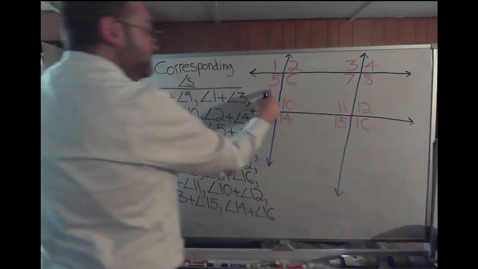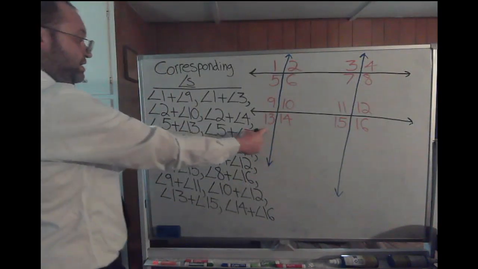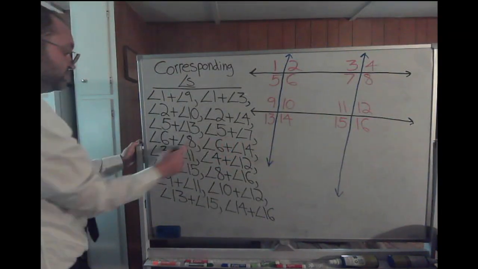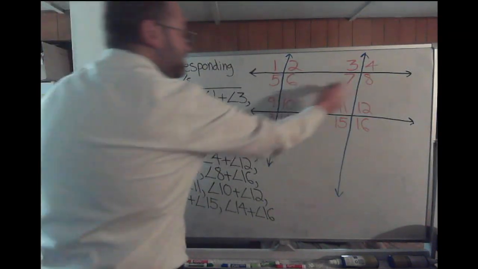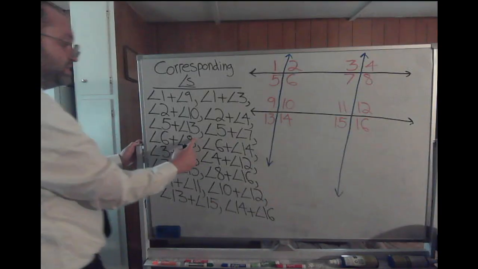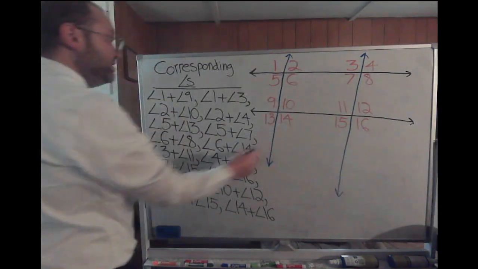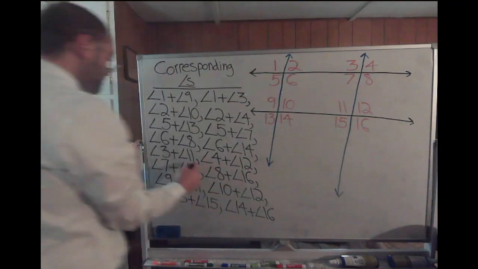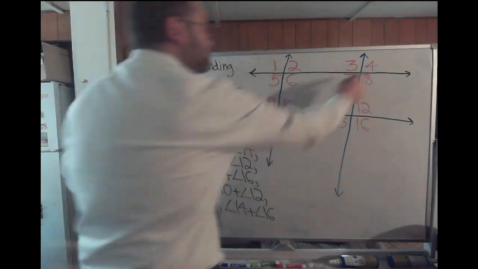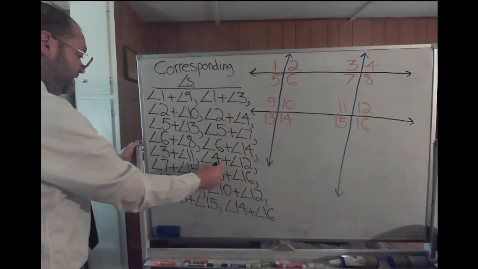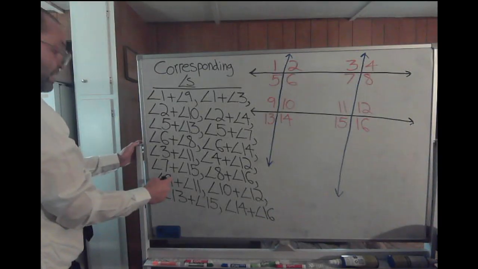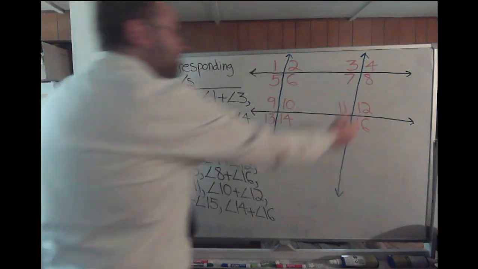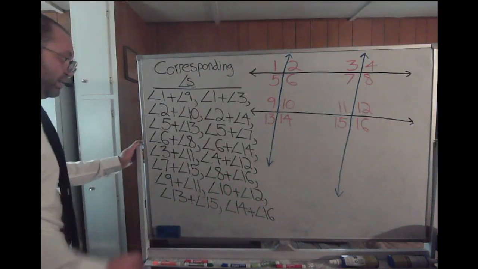Angle 5 and angle 13 are corresponding angles. Angle 5 and angle 7 are corresponding angles. Angle 6 and angle 8 are corresponding angles. Angle 6 and angle 14 are corresponding angles. Angle 3 and angle 11 are corresponding angles. Angle 4 and angle 12 are corresponding angles. Angle 7 and angle 15 are corresponding angles. Angle 8 and angle 16 are corresponding angles.